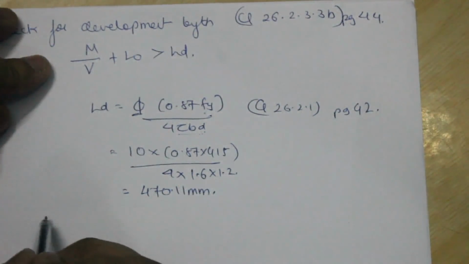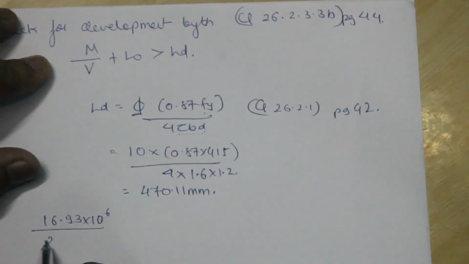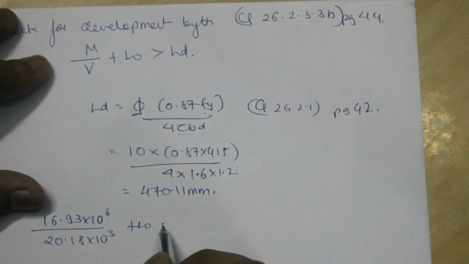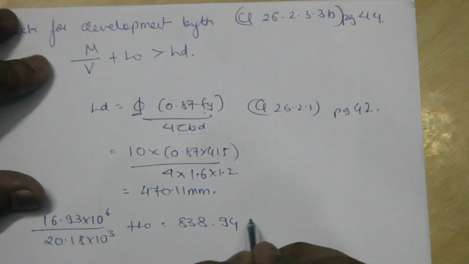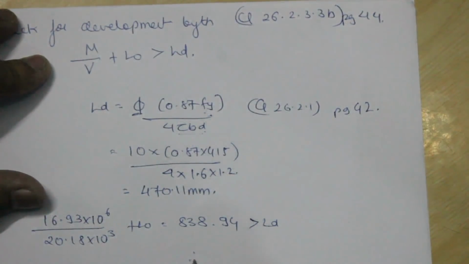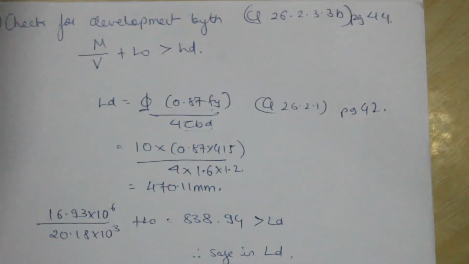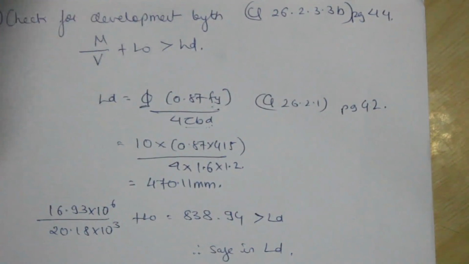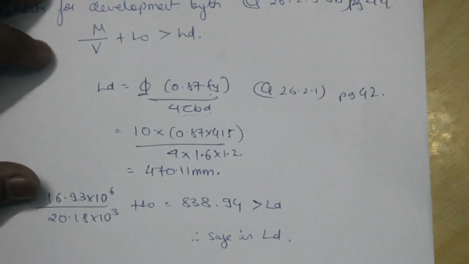Okay, now your M is 16.93 into 10 raised to 6 and shear force is 20.18 into 10 raised to 3 plus L0, which is 838.94, which is already greater than LD. So yes, slab is safe in development length. But these were the checks, and finally before we finish the problem there is one last thing we have to find out, that is the area of steel required for distribution bars.